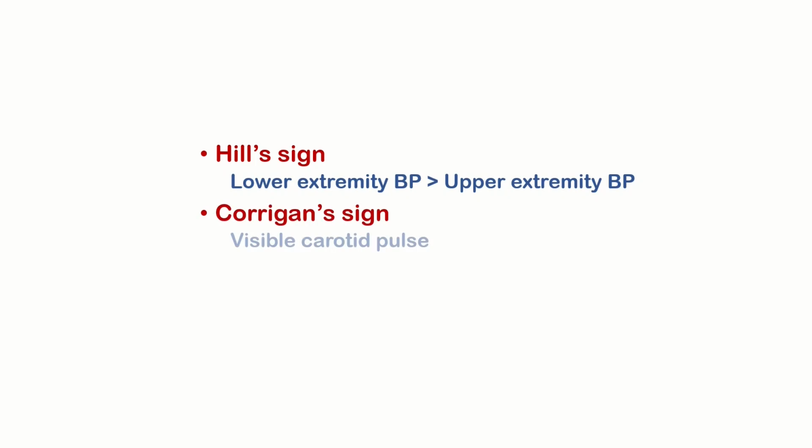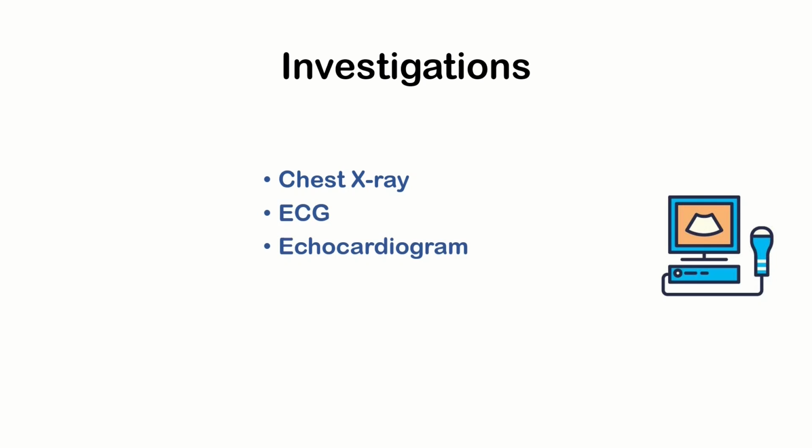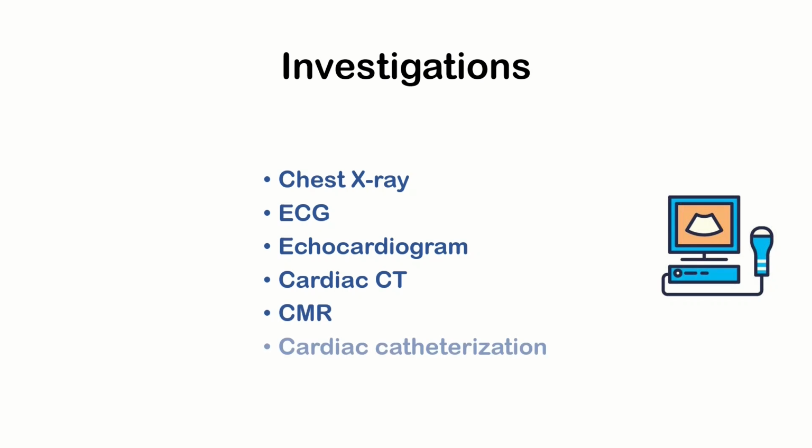Hill's sign is when the blood pressure of the lower extremity is more than the blood pressure of the upper extremity. Corrigan's sign refers to a visible carotid pulse. In Mueller's sign, there will be pulsation of the uvula. The investigations that are done to identify aortic regurgitation are chest X-ray, ECG, echocardiogram, cardiac CT scan, cardiac magnetic resonance imaging, or CMR, and interventional radiological methods like cardiac catheterization.